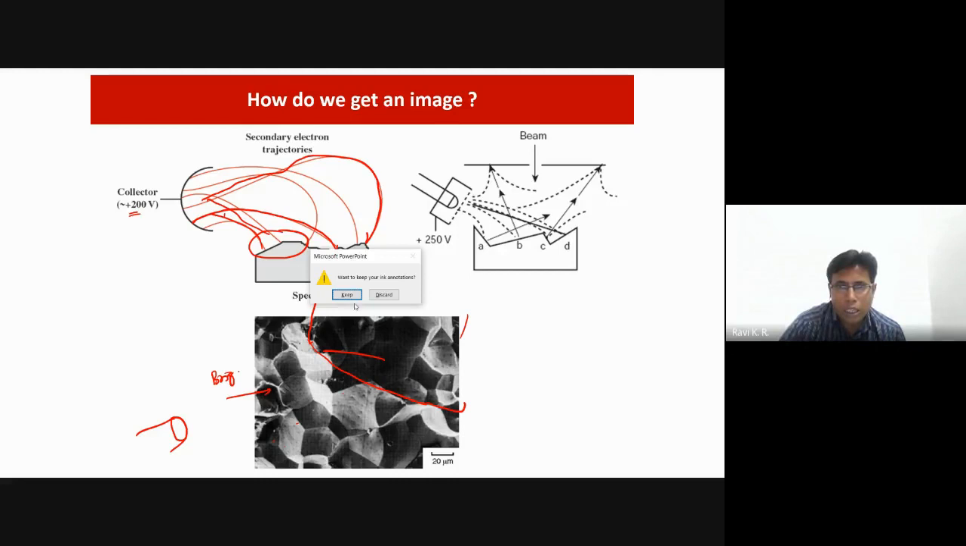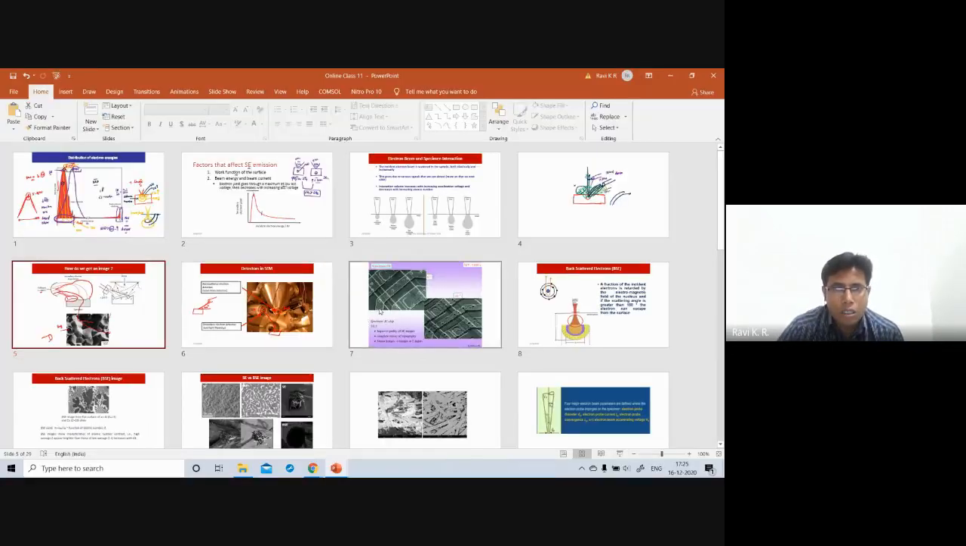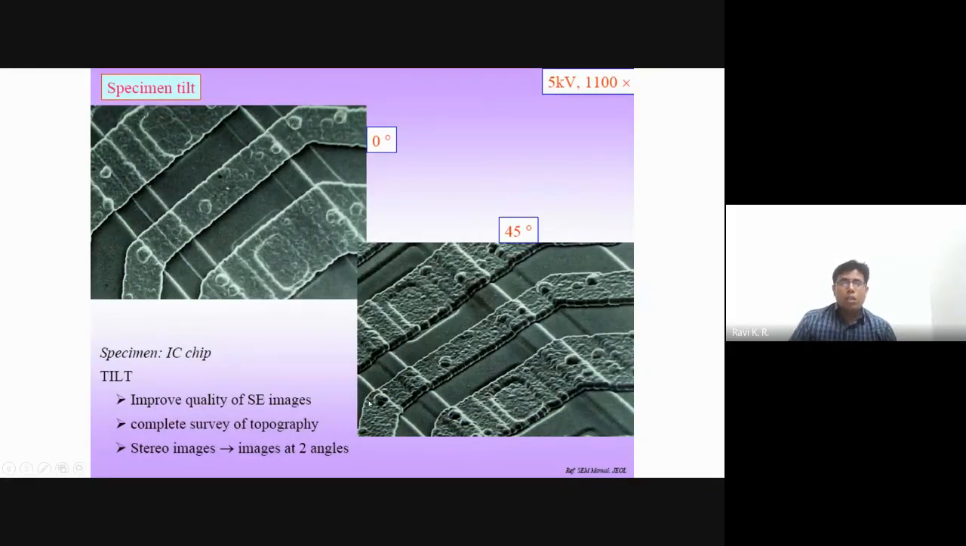And one more thing that I can show you here. Now what we are doing is, this is your sample, and this is your detector. This angle is 45 degrees. So now you are getting secondary electrons going here. This is the image without tilting.